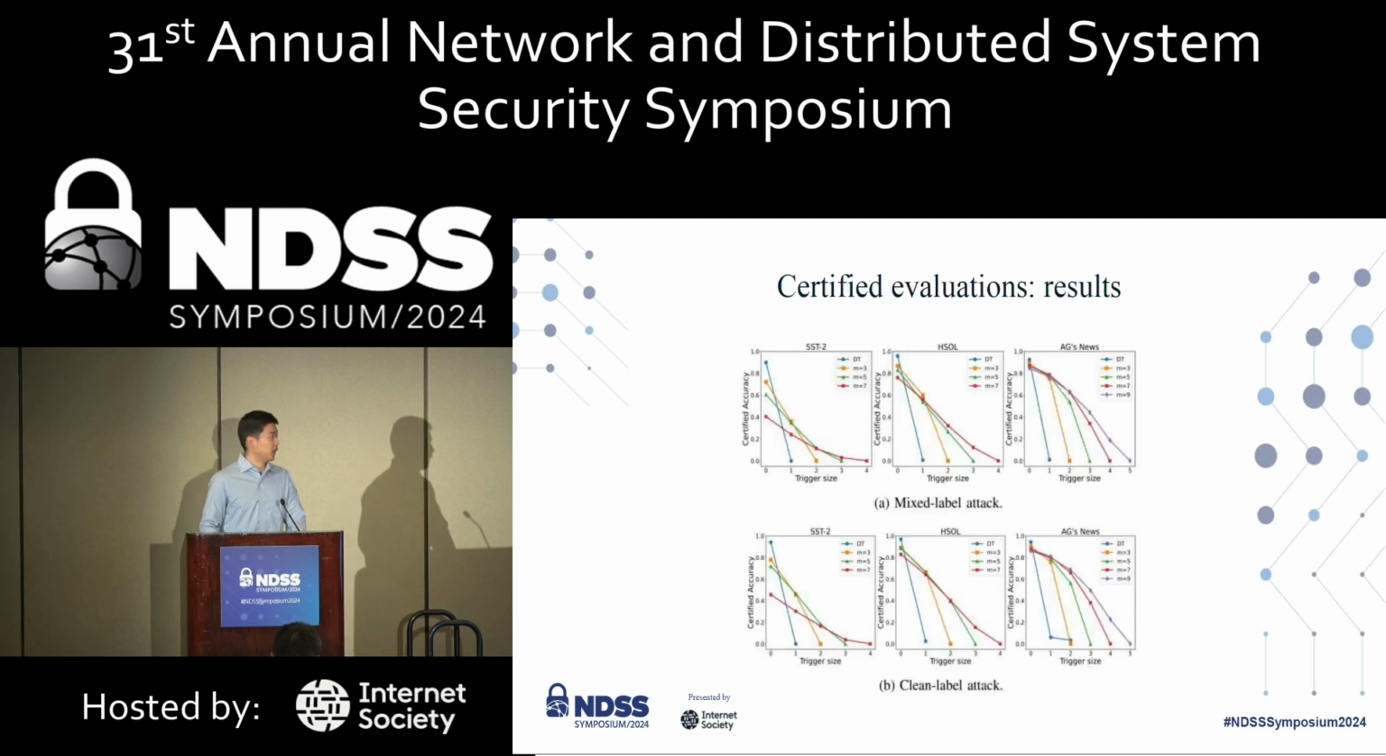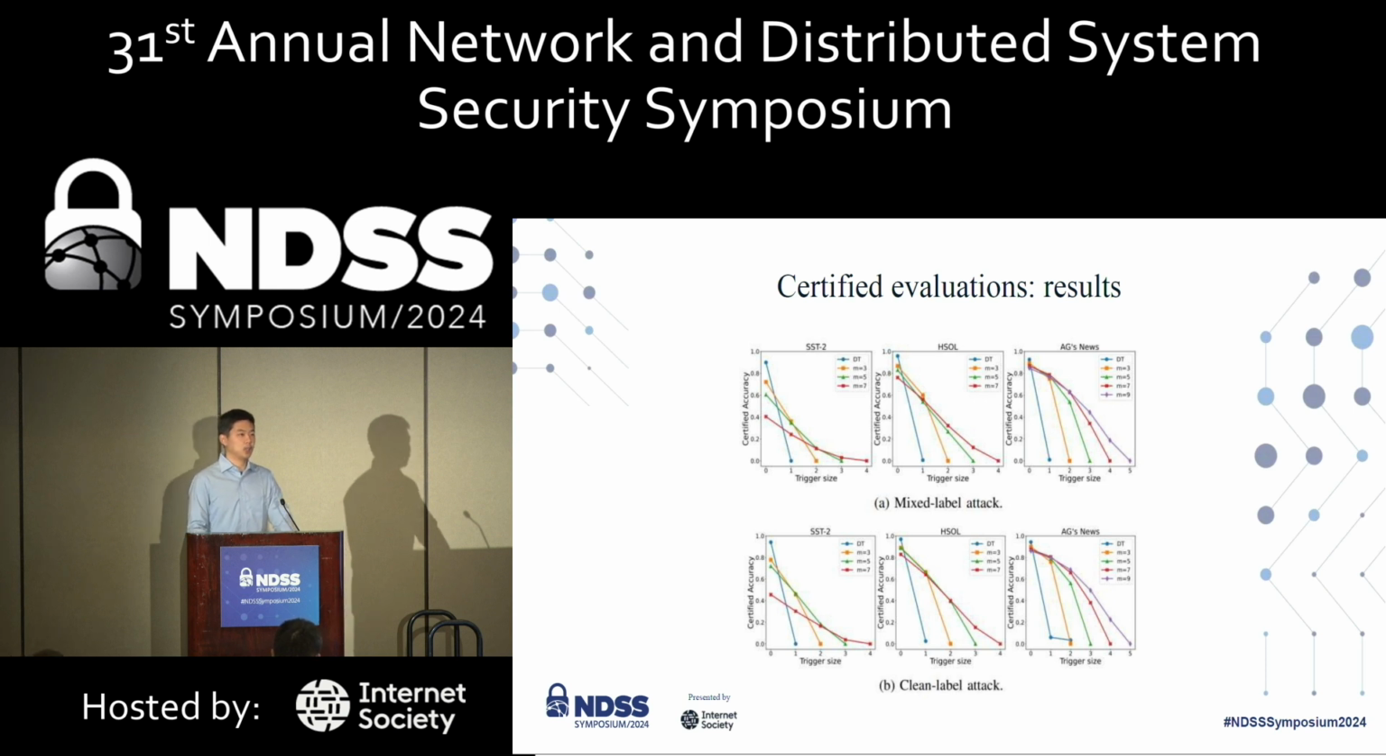So here is our certified evaluation result. For each subfigure, the x-axis is the trigger size, and the y-axis is the certified accuracy. We can find that if we just directly train without any defense, the classification accuracy could quickly drop to 0 when the trigger size is just 1. However, our method can provide a positive certified accuracy when the trigger size is even larger than 1.